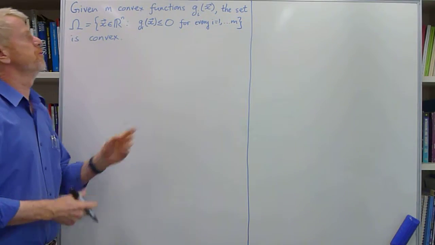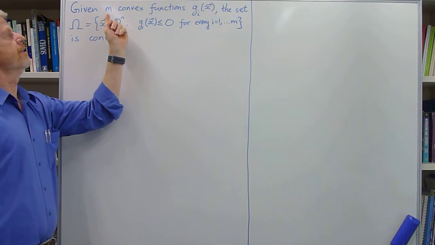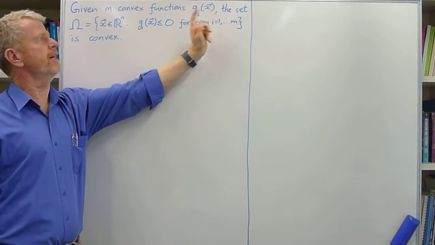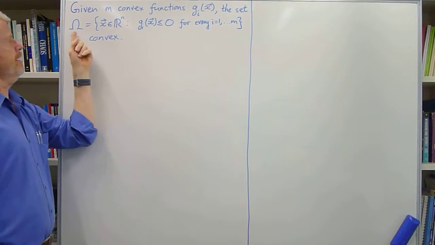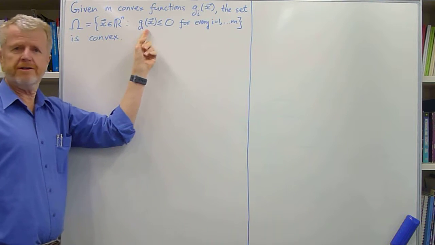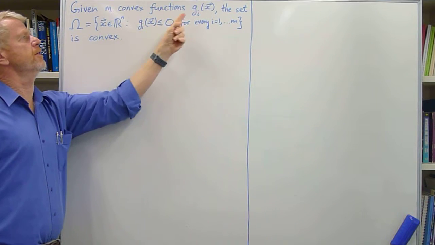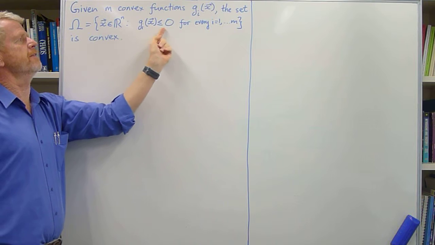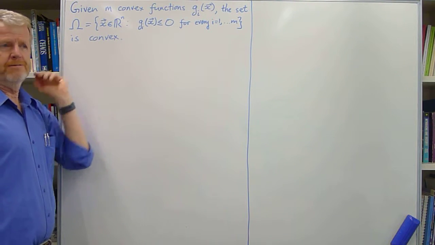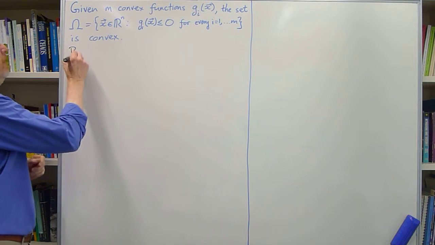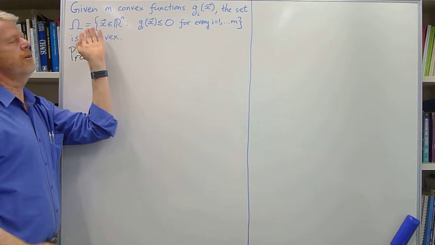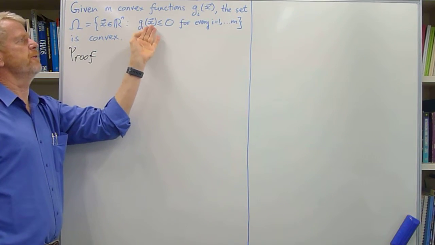So now let's prove that given m convex functions g_i of x, the set omega, formed as the set of points x such that every one of those functions g_i of x is less than or equal to 0, is convex. And the proof starts by looking at the simplest case where there's only one of these.